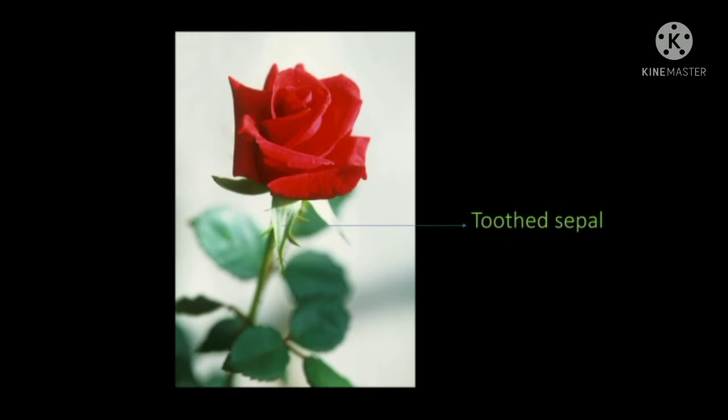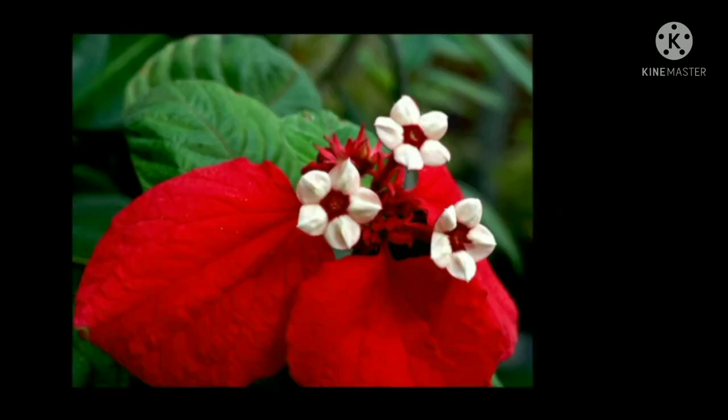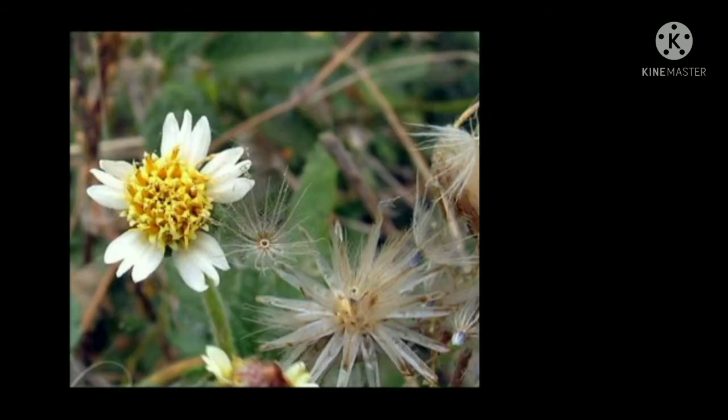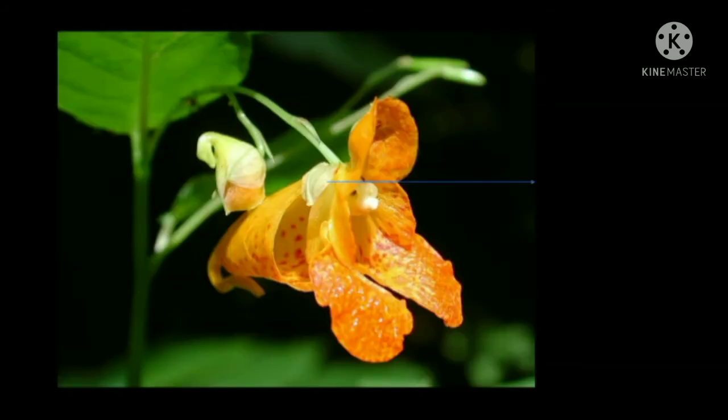Sometimes the sepals also will be colored, as in Mussaenda. So when a sepal is colored and scented like petals, it is called petaloid sepals. In very few plants like Tridax, the sepals are reduced to a hairy structure called pappus. It is an adaptation for wind dispersal of seeds. In balsam, one of the sepals may form a tubular structure called spur.